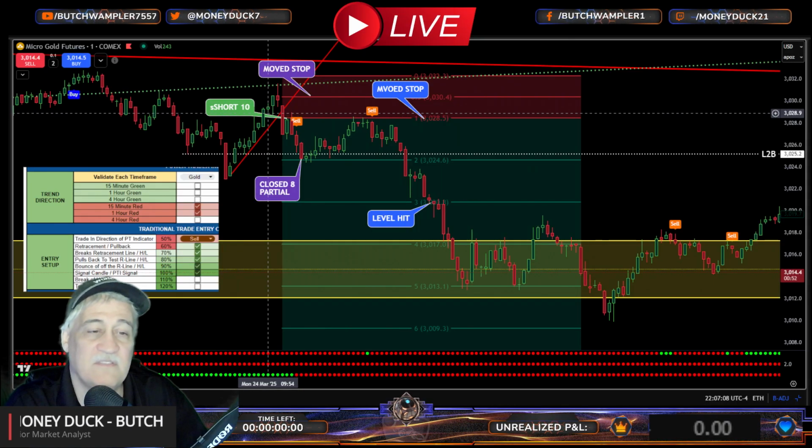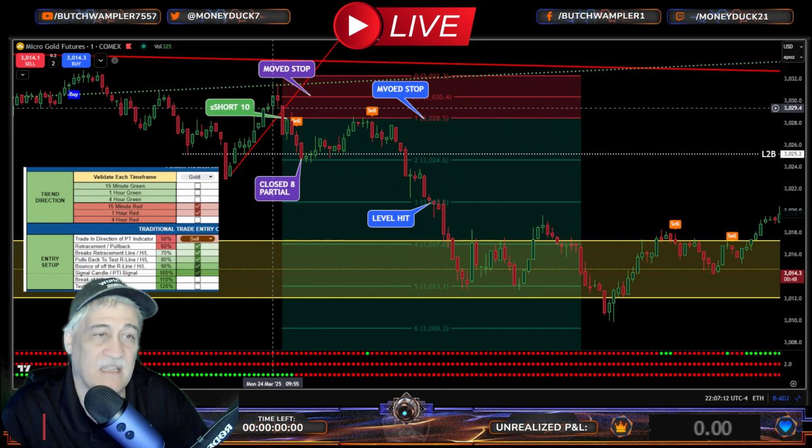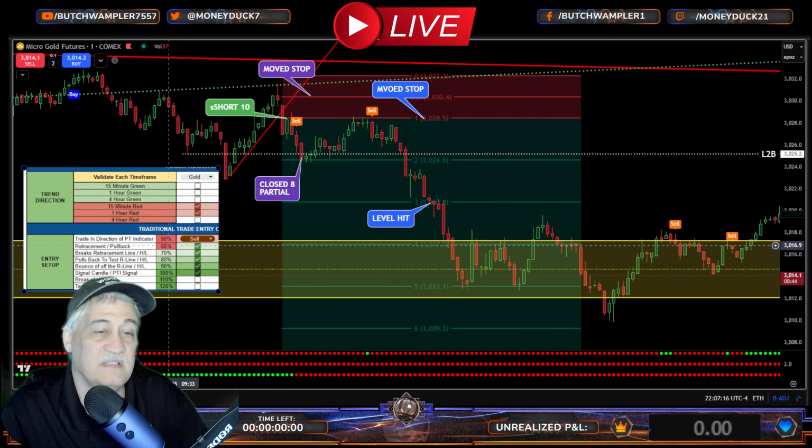Okay, that gives me 10% more reason to take the trade because it's pulling back. It's going to give me a better price entry. So I tick that box. Now I have 60% reason to take the trade.